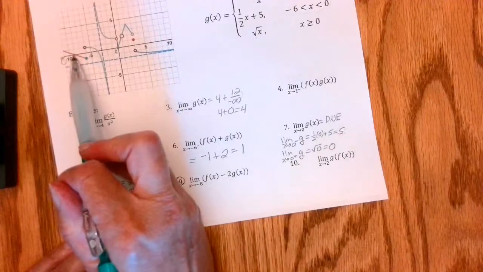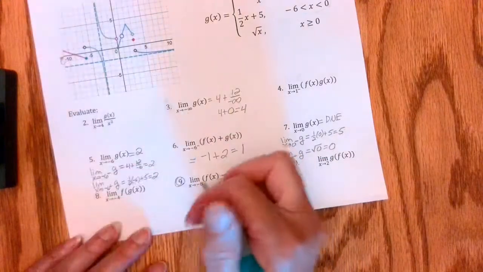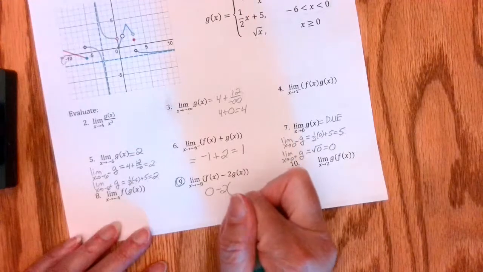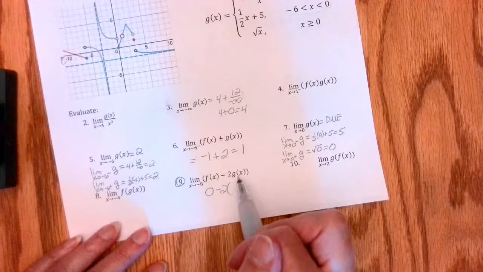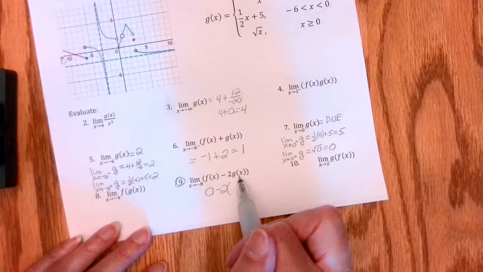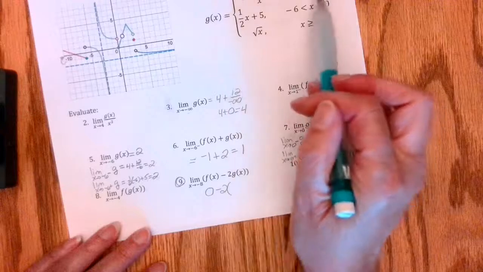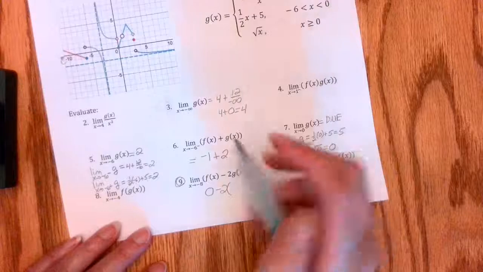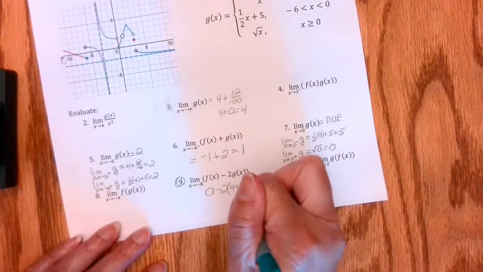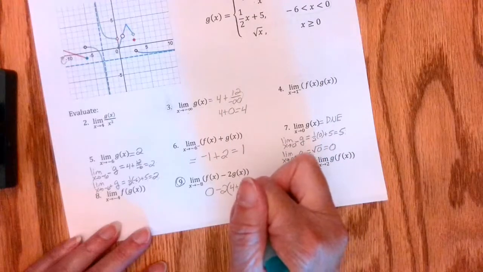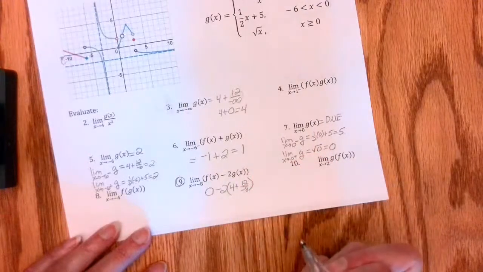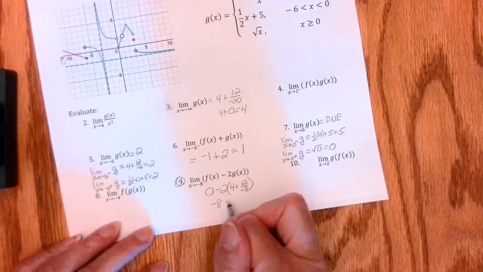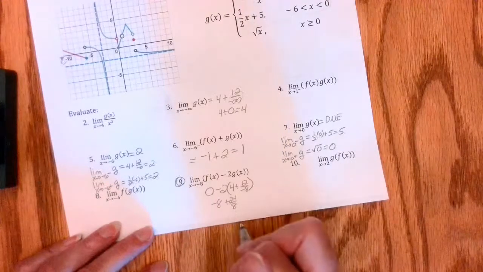So 5, 6, 7, 8. Both sides look like they're coming towards 0. So that piece goes to 0. -2 times, and then we're looking at g of x now for -8. That means I'm going back up to the interval that contains -8, which is this piece. So I'm going to say 4 plus 12 divided by my -8. When I work this out, I'm getting -8 plus 24/8.